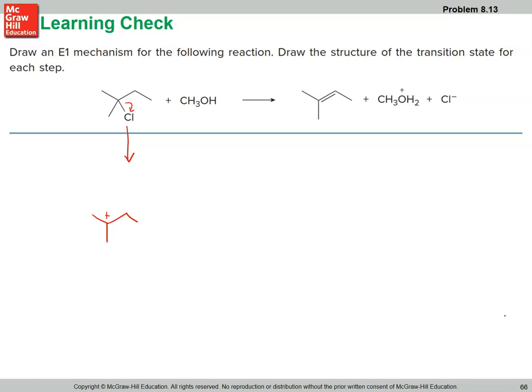Now I can see that double bond is forming between this alpha carbon and beta carbon. So I know that the hydrogen is attached to that beta carbon. That's going to be attacked by the base, and I have a weak base here, so it's not charged, that is going to bond to that hydrogen, and the electrons in that beta carbon bond are going to flip down and form that double bond at that location.